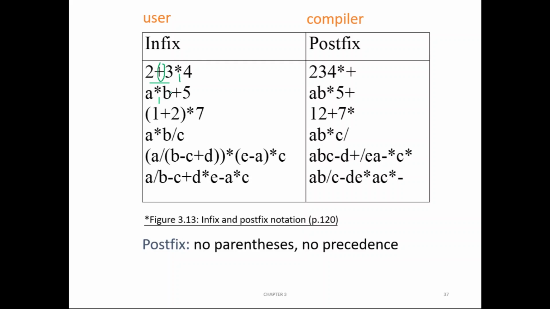So everywhere you can see, the operator will come between two operands. Operator will come between two operands. Okay. Here also plus is coming between 1 and 2. The bracket means sum of these numbers. Okay. This 1 plus 2 result is what? 3. So this star is coming between 3 and 7.